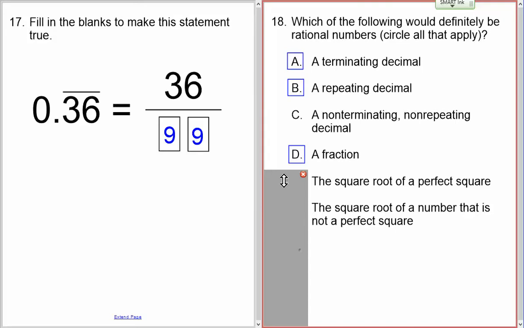The square root of a perfect square is also rational. We saw that in this quiz. Square root of 36 is 6. Square root of 25 is 5. 36 and 25 are perfect squares. But the square root of a number that is not a perfect square will be irrational.